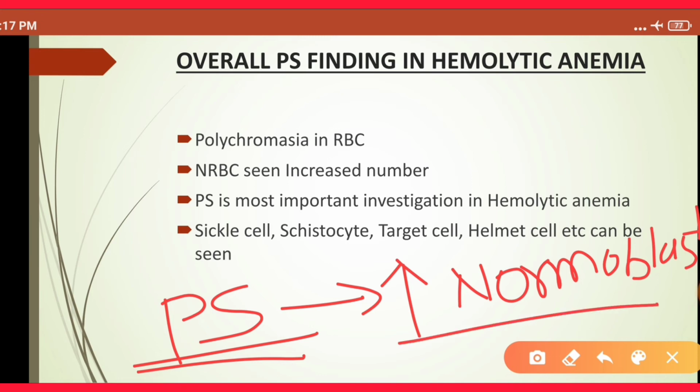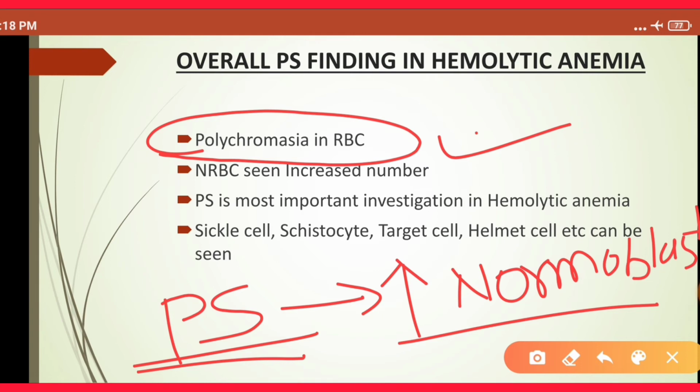So in the peripheral smear, you will see an increased number of normoblasts, right? And you will have an increased reticulocyte count, which is not seen in the peripheral smear. Reticulocytes cannot be stained with our routine stain. So it is seen as a blue color in the red blood cell, which is called a polychromatic RBC, right?